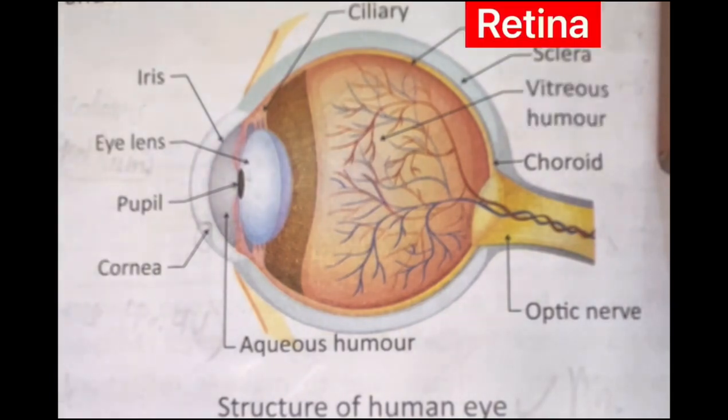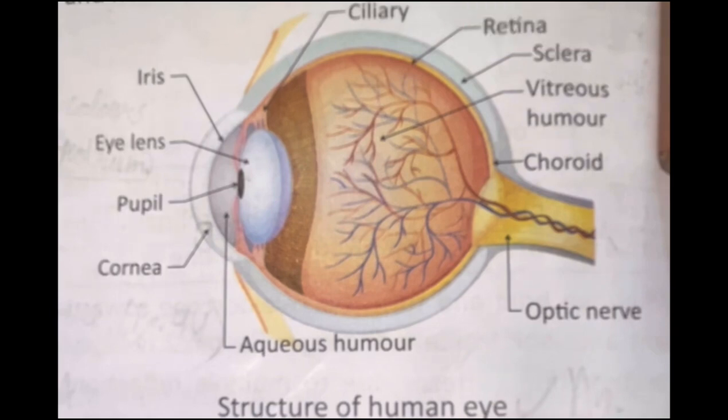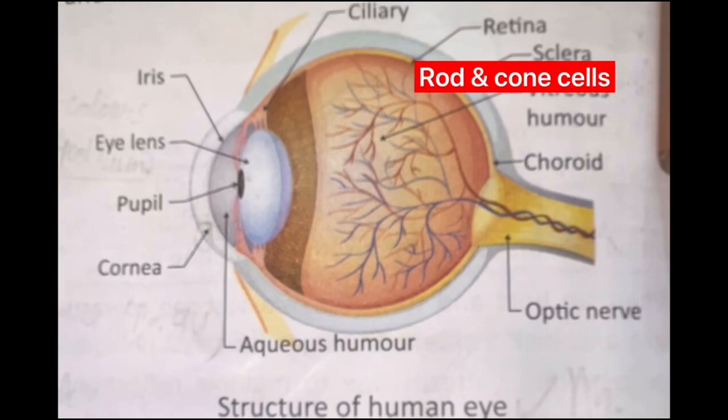Next is retina. Retina is the screen on which the image is formed. It is the most delicate part of the eye behind the eye lens. The retina contains various nerve cells. The retina consists of two kinds of cells, rod and cone cells. The rod cells are sensitive to the dim light and respond to intensity of light. Cone cells are sensitive to bright light and can detect color.